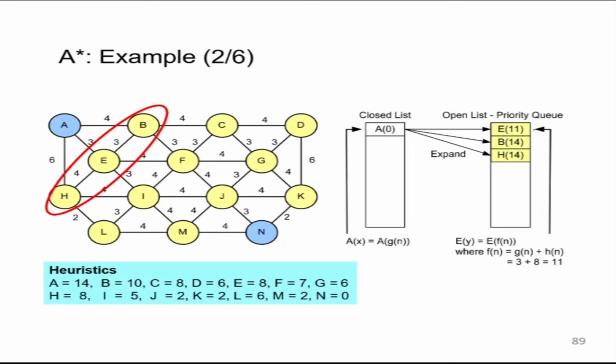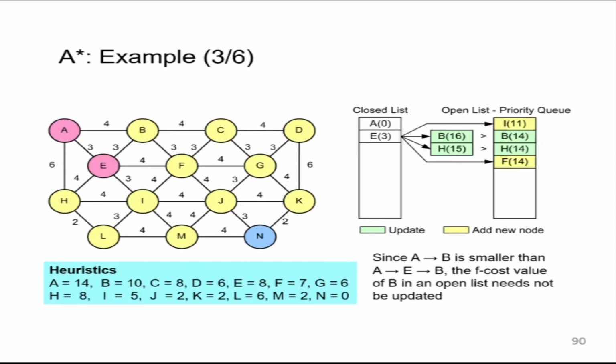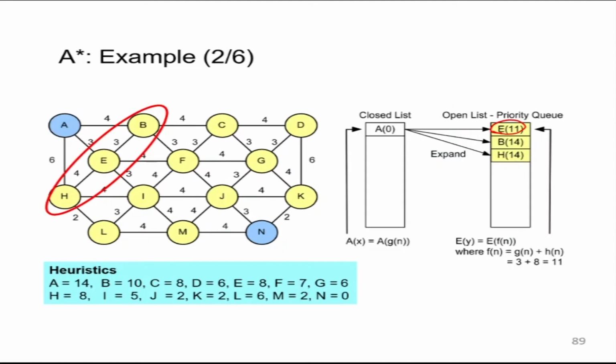Now, out of this, which one has the least cost? It's E, B, and H. It is E. So the next one I'm going to search is E. So E comes here. Now, the way I'm getting the value of E is essentially 3. How did I get E? It is 3, the g(n) plus h(n). Where is E? E is 8, so h(n) is 8. That's how I got 11. Exactly the same way that I had done it in the previous example. So E will come here now.